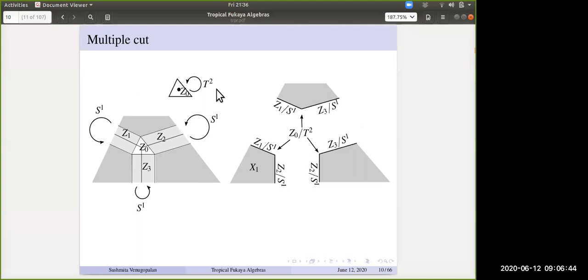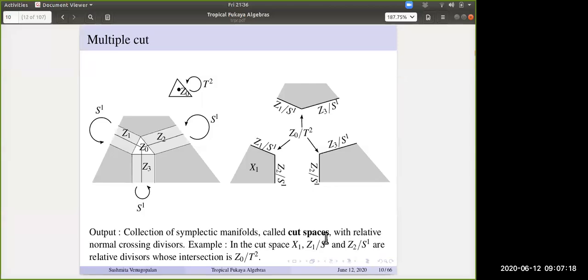When we execute the multiple cut, what we get is three different symplectic manifolds. The hypersurfaces, when they are modded out by S1, give divisors, and the intersection region is modded out by the T2 action, and that would be the intersection of the divisors. So these divisors are normal crossing divisors, and their intersection is also obtained by modding out a certain submanifold by a torus action. So the output is a collection of symplectic manifolds called cut spaces with relative normal crossing divisors. In our example, for X1, Z1 mod S1 are relative divisors whose intersection is Z0 mod T2.